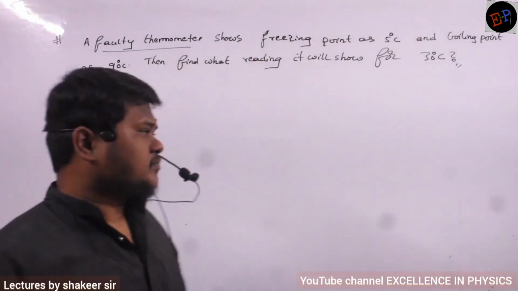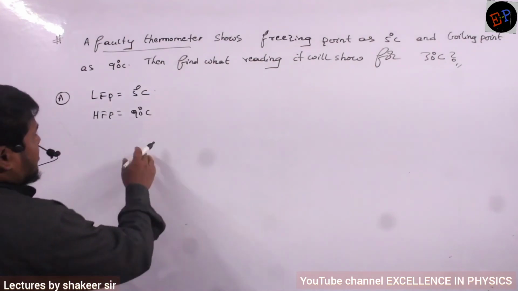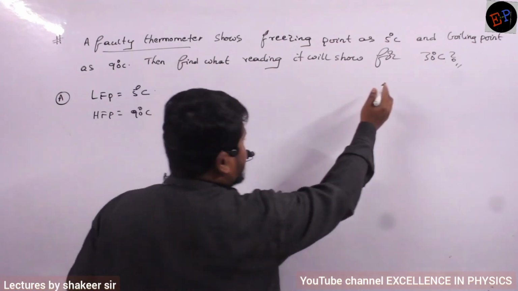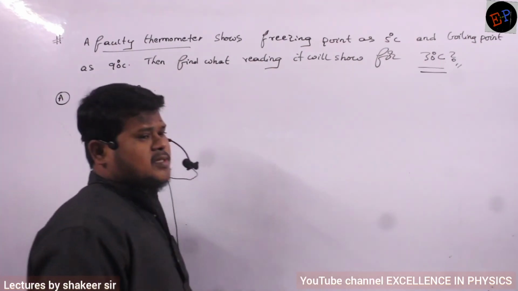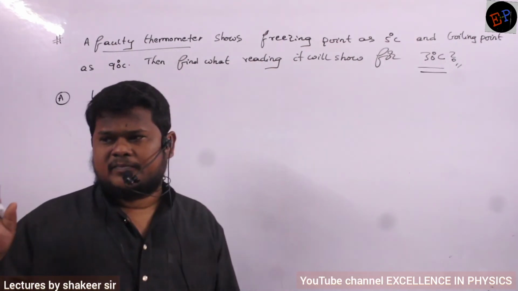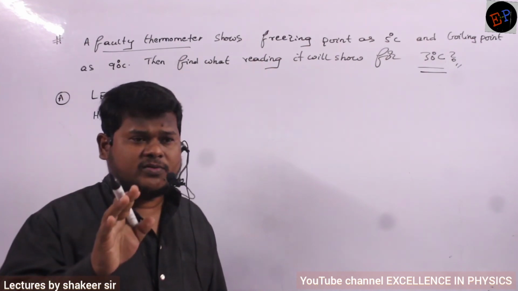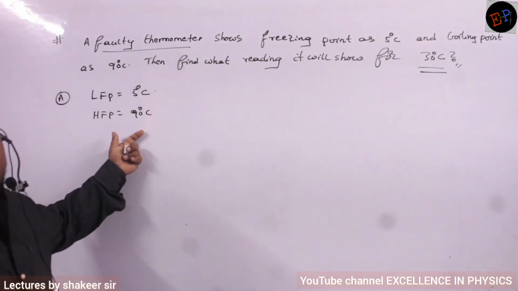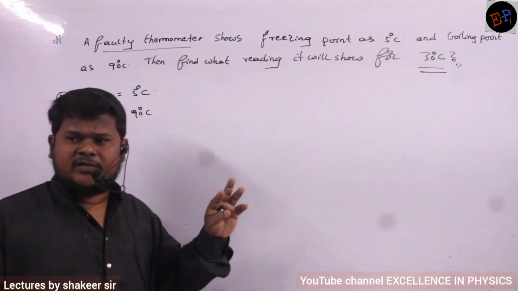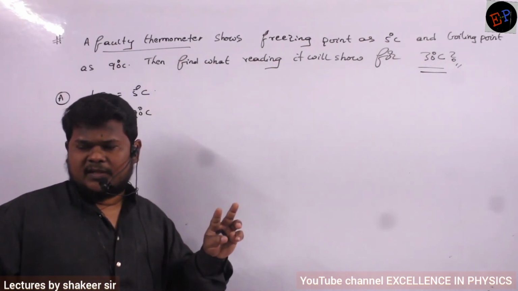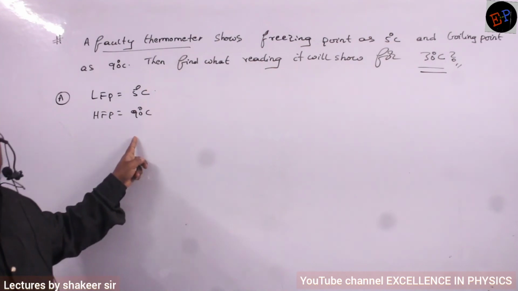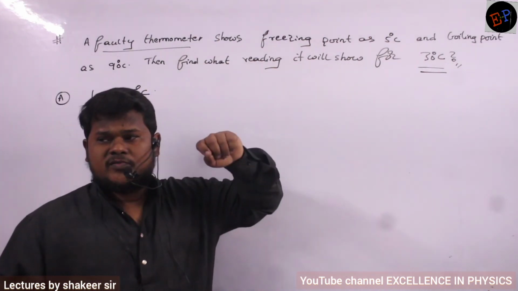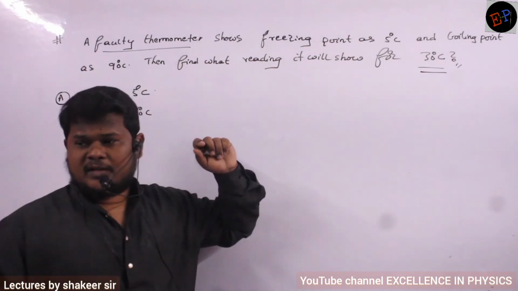Are you able to understand? So how to compare? What will be the reading for 30 degrees Celsius? In the Celsius scale, the temperature is 30. That 30 will be shown as which temperature in this faulty thermometer? It means the comparison is between which two scales? Comparison is between the faulty scale and the Celsius scale. A 30 degrees reading will be shown as which reading in the faulty scale?